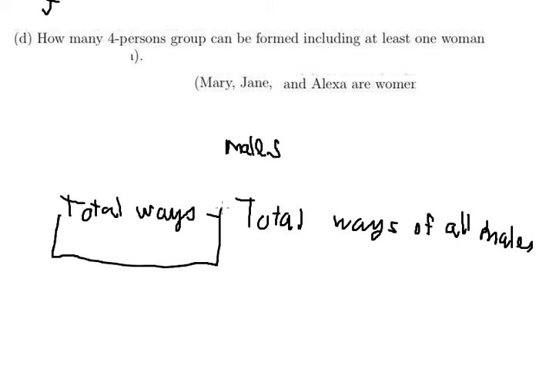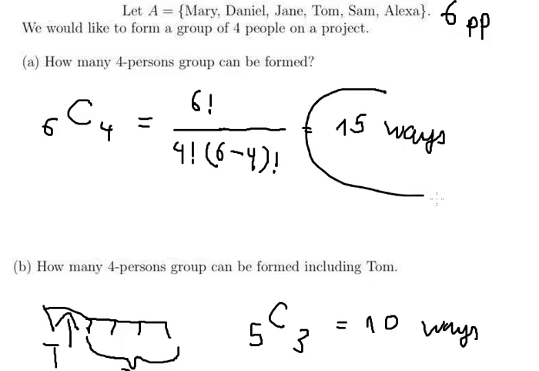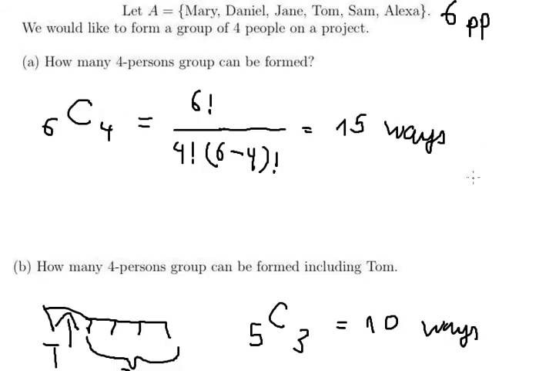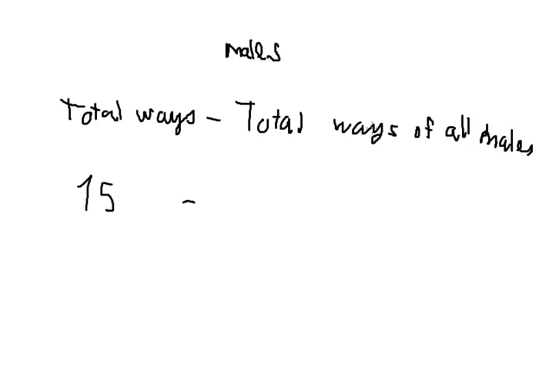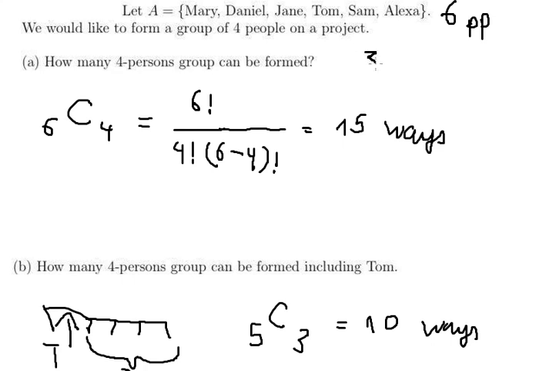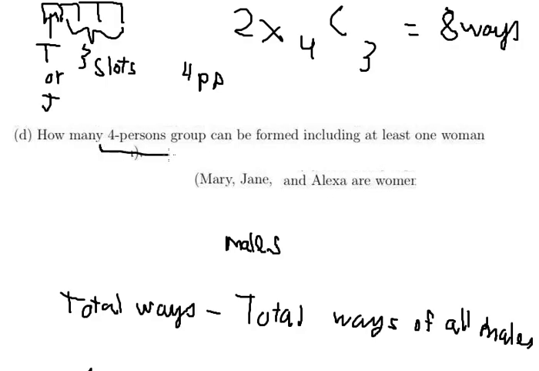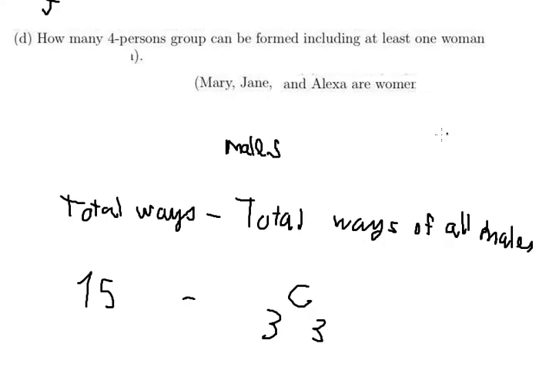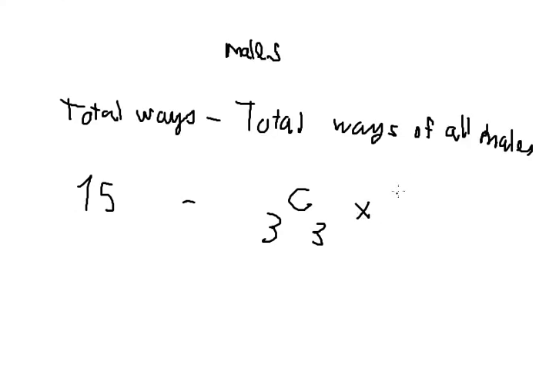The total ways we calculated earlier is 15 ways. So we put the number 15 here, minus the total ways to select a group of all males. That means we have 3 males here. But the maximum here is 3, and the group is 4. So in this situation, we have C3 3, the maximum males in the group of 6 people. Now, because we have one slot here, that means we have three.